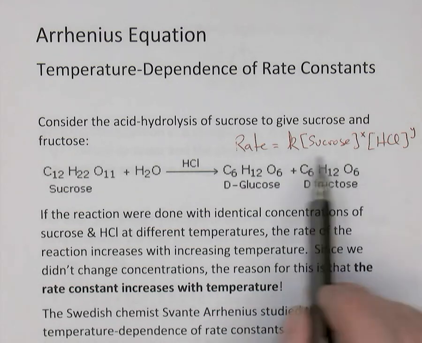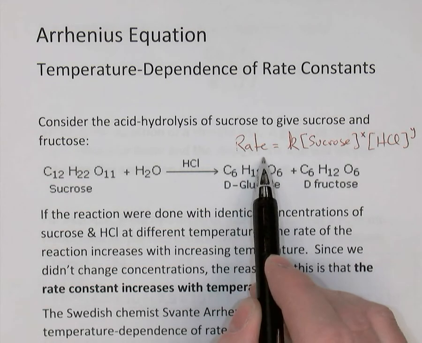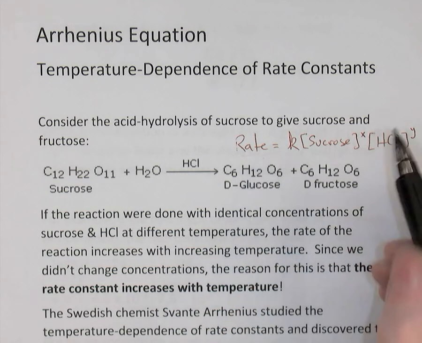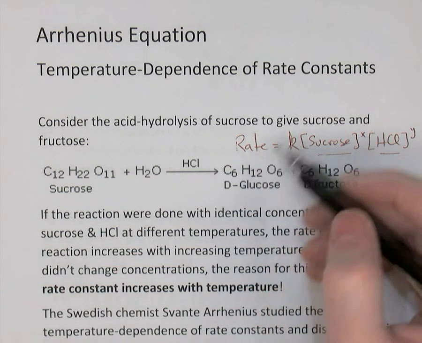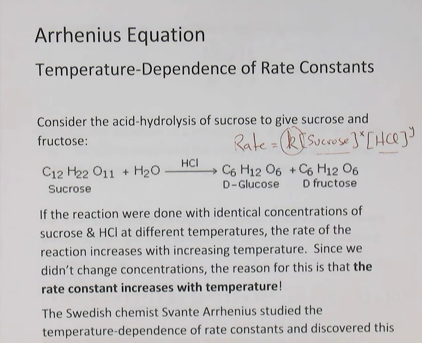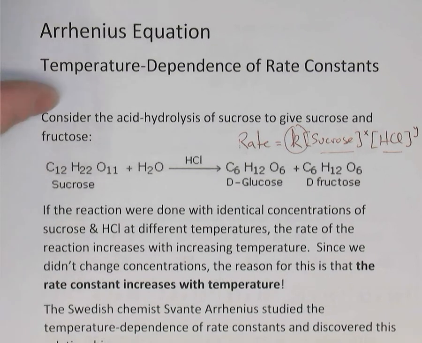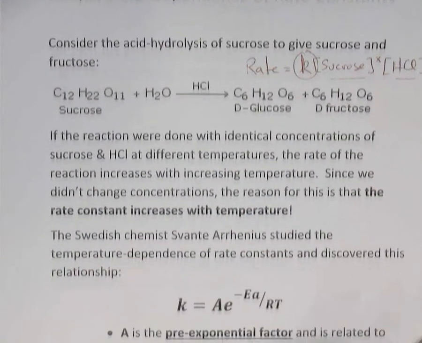In the rate law, if the rate is increasing because we're raising temperature, but the concentrations are not changing because we held them constant in the experiment, then the only way to explain the faster rate would be if the value of k were to increase. So we can see from that simple example that the rate constant must increase when temperature is increased as well. So that's a simple way to understand what's happening.